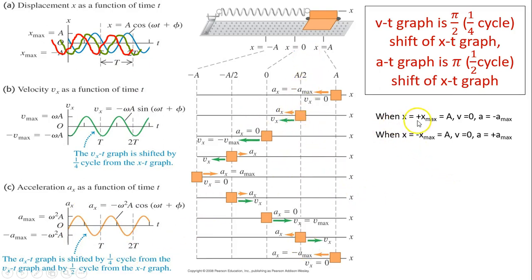So when x equals x maximum, the positive amplitude, velocity equals 0 and acceleration is negative maximum. When x is at its negative maximum value, acceleration is a positive maximum value.